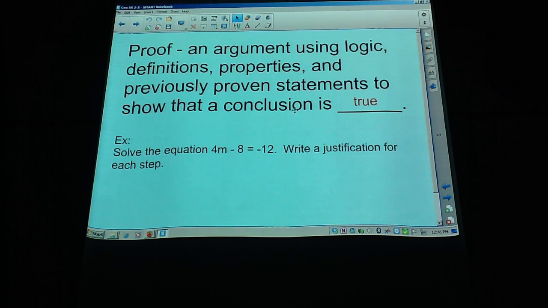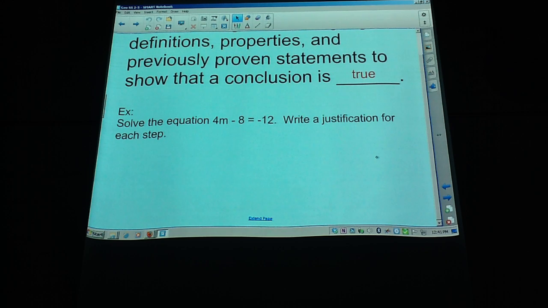Right down here we're going to have our first example from section 2.5, algebraic proofs, and it wants us to take the equation 4m minus 8 equals negative 12 and justify each step. So I'm going to write given right over here because we're given this statement in the problem.